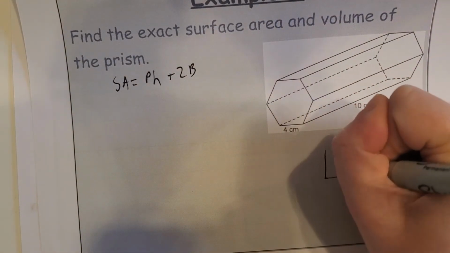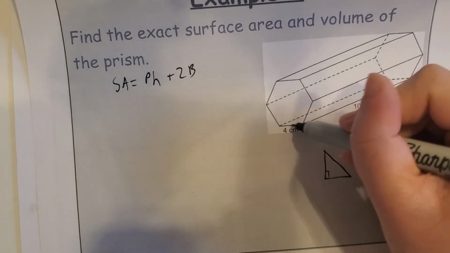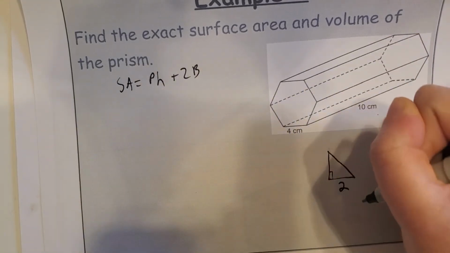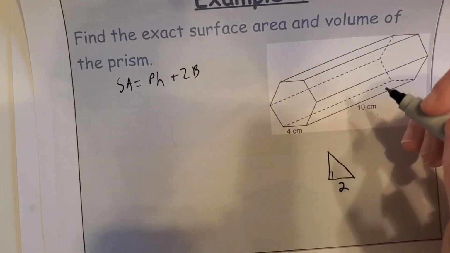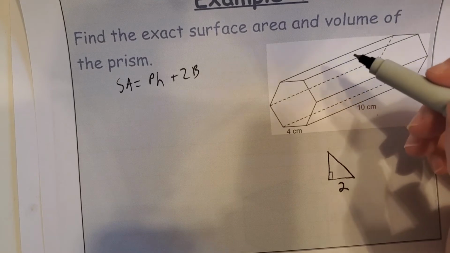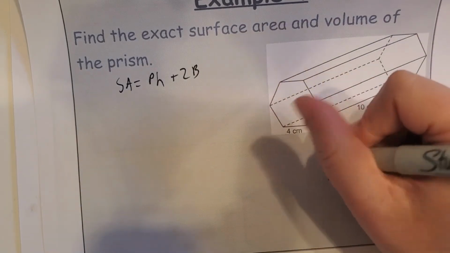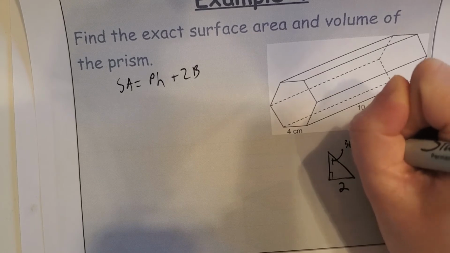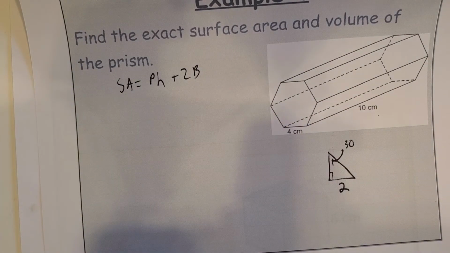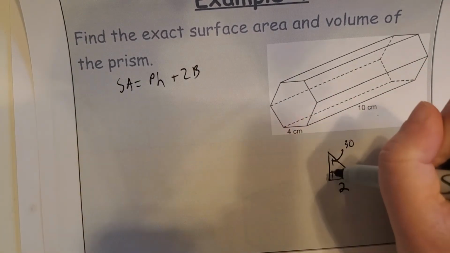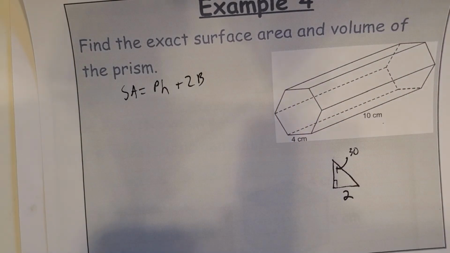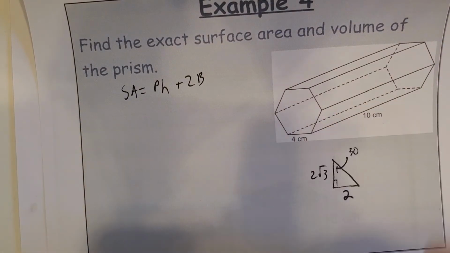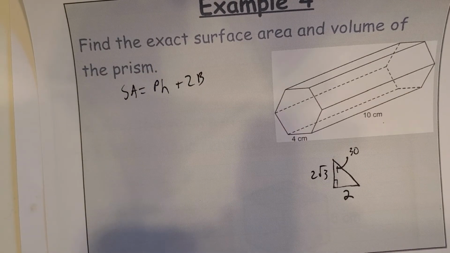So if we draw in our nice little right triangle, this 4 is split up into 2, so that's the base of our triangle. The central angle is 360 divided by 6 because it's a hexagon. That's 60, and half of that is this angle up here, which is 30. So this is a 30, 60, 90 triangle. The apothem is your long leg, and the long leg is the short leg times root 3. So your apothem is 2 root 3. And we're going to leave it like that because it asks us for the exact surface area.